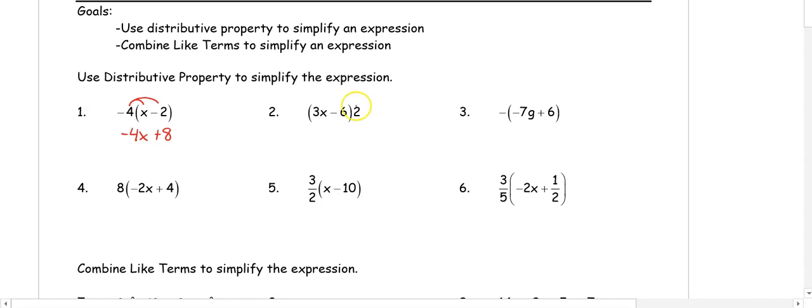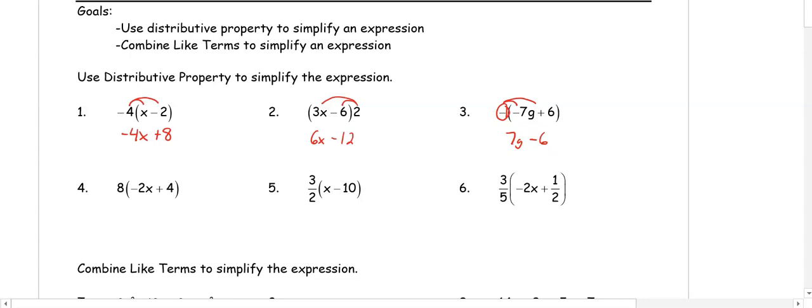In number two, we are distributing a 2, even though it's behind the parenthesis, to both terms. So 2 times 3x is 6x. 2 times -6 is -12. In number three, there's that negative sign, which is a -1. So we're going to distribute -1, which is just going to change our signs. So now we have 7g minus 6.